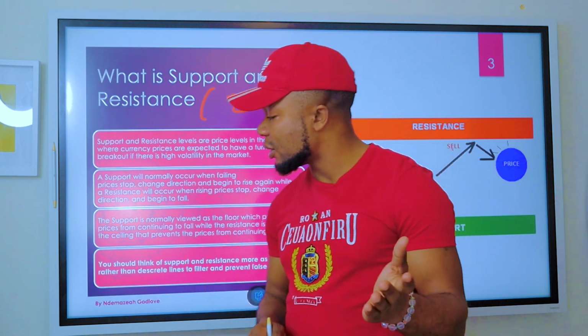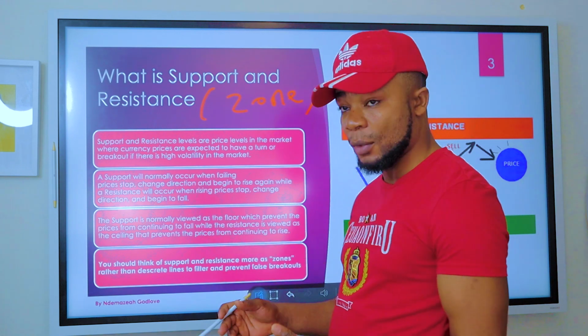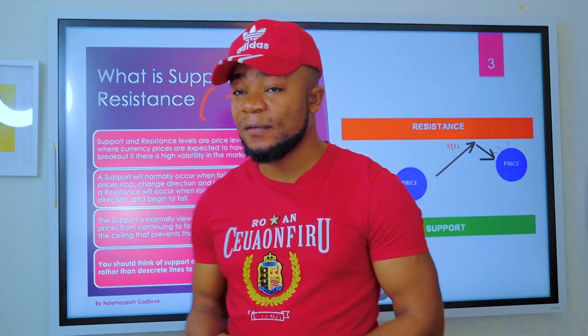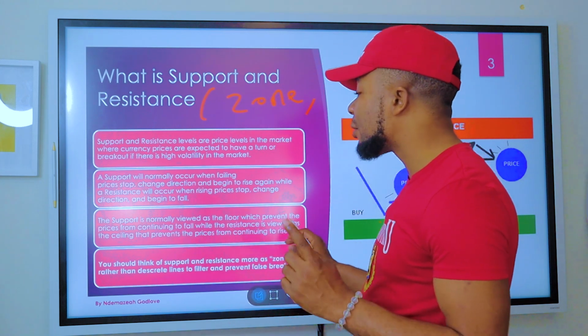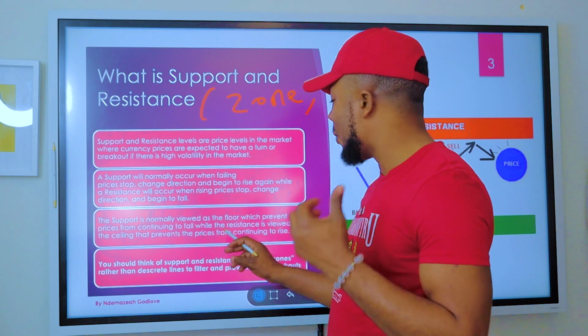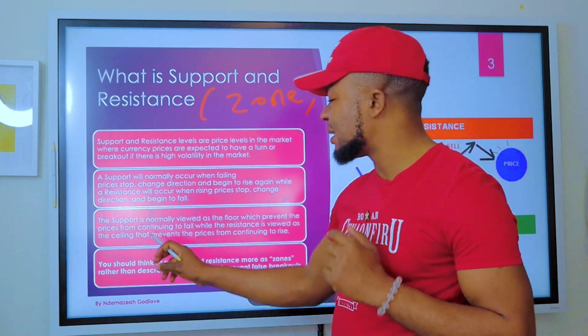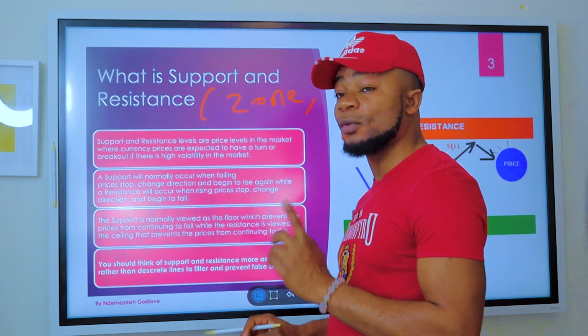Another thing about support: they say a support is normally viewed as the floor. Let me just read: support is normally viewed as a floor, which prevents the prices from continuing to fall, while the resistance is viewed as the ceiling that prevents the prices from continuing to rise.